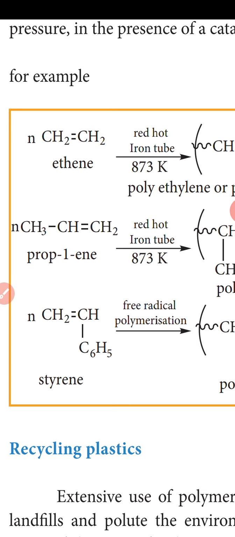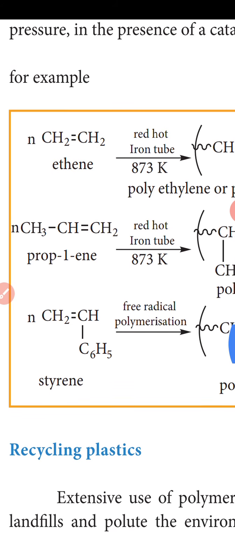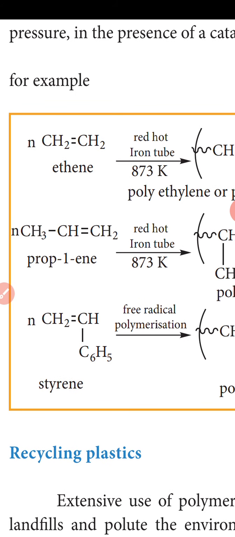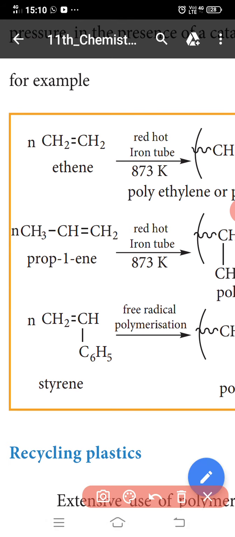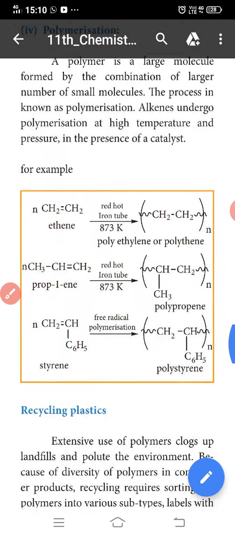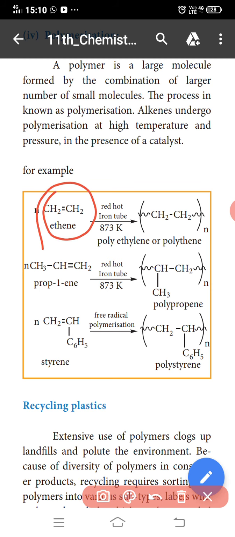Alkenes undergo polymerization at high temperature and pressure in the presence of a catalyst. For example, a number of ethene molecules in a red hot iron tube at 873 Kelvin undergo polymerization to give polyethylene. The polymerization of a large number of small ethylene molecules gives polyethylene.